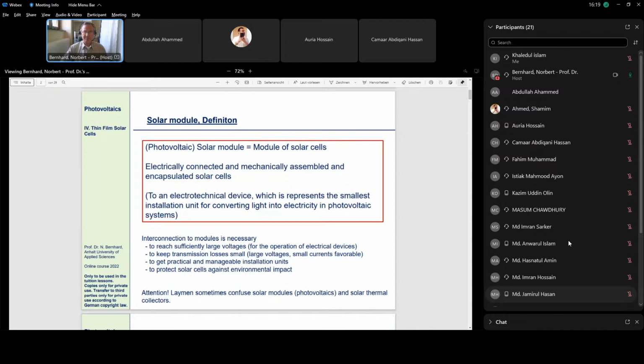Then, of course, one must get practical and manageable installation units. And then, of course, the solar cells must be protected against environmental impact. All these are served by the solar module. I want to warn: laymen sometimes confuse solar modules, which are photovoltaic devices, and solar thermal collectors. These are, of course, two completely different devices and should not be confused.